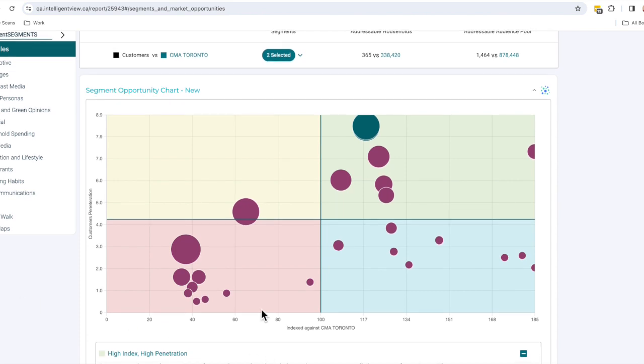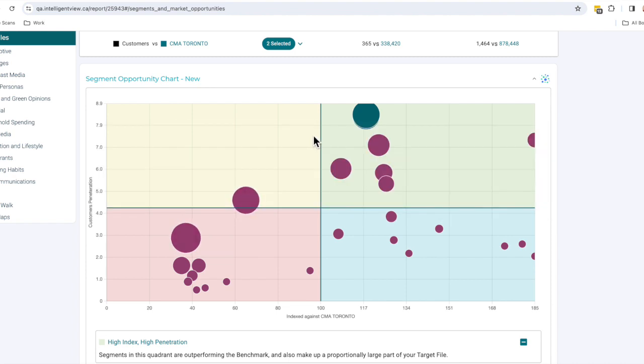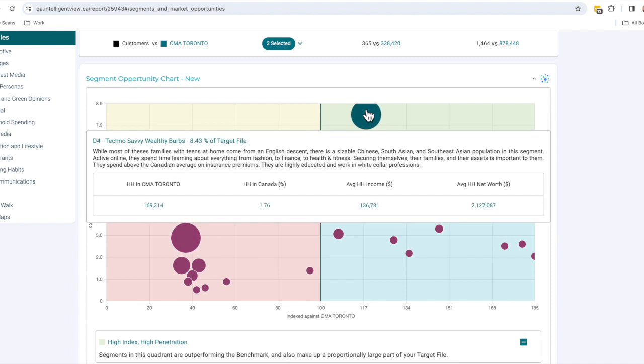The bottom left quadrant has low file penetration and index, but it actually contains the single largest segment in the Toronto market, segment G2, as well as a collection of some smaller segments that make up a chunk of the CMA Toronto market. If the grocery chain wants to attract customers from segment G2, they would need to identify how to best attract customers in the segment and analyze if it's even worth the effort considering there are other large segments in the other quadrants that might be easier to attract and retain.